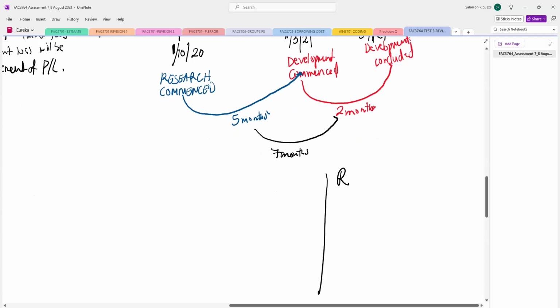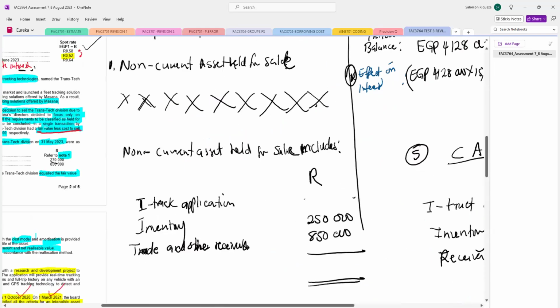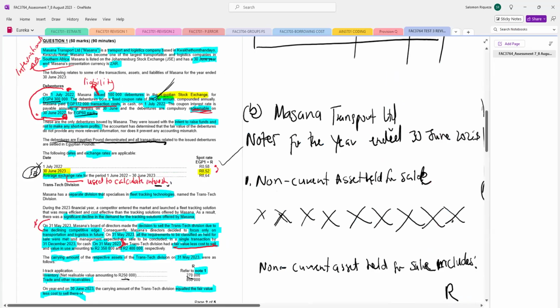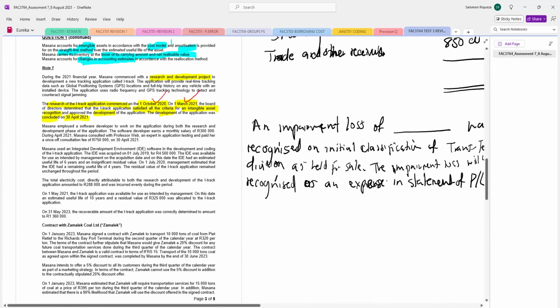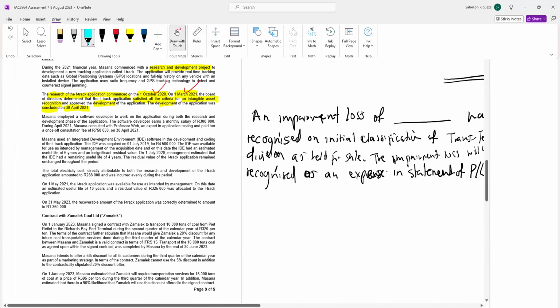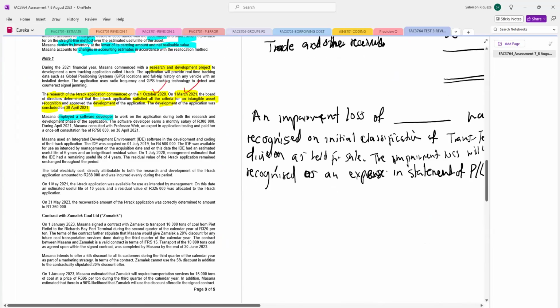So I'm now going to look through the expenses. Okay, so let's go through. Let's read through now. Now that we know our periods, we can continue from here. Let me use blue. It says Masana employed a software developer to work on the application during both research and development phase of the application. The software developer earns a monthly salary of 300,000.